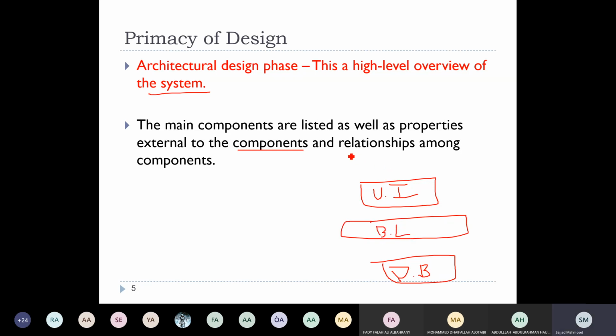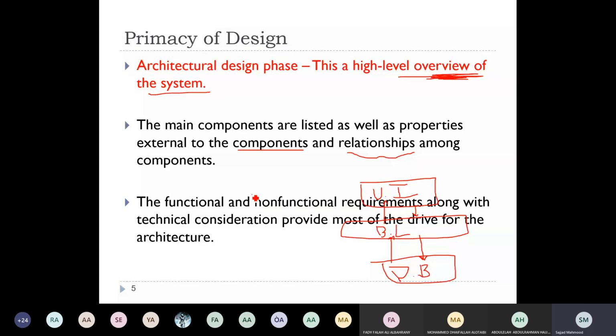And you also look at the relationships among them. For example, the user interface can only talk to business logic, and business logic can only talk to the database, and the data can only come back and forth this way, right? So architectural design gives you an overall high-level overview of your system. It's not talking about, for example, in this level, we are not talking about classes. We are not talking about objects. We're not even talking about functions. Is this clear? Yes. Okay, absolutely good. Now, let me erase this one.